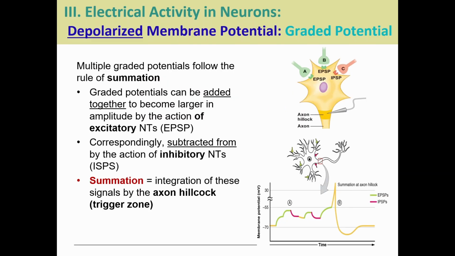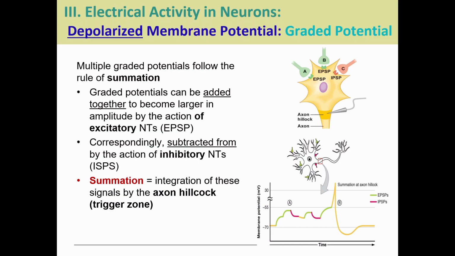Now, multiple graded potentials follow the rule of summation, and that means we can add them together. And so we add them together to get larger in amplitude by the action of excitatory neurotransmitters. So this is what we would call an excitatory postsynaptic potential versus an inhibitory one. So excitatory neurotransmitters are going to give us an excitatory postsynaptic potential, versus inhibitory ones are going to give inhibitory postsynaptic potentials.